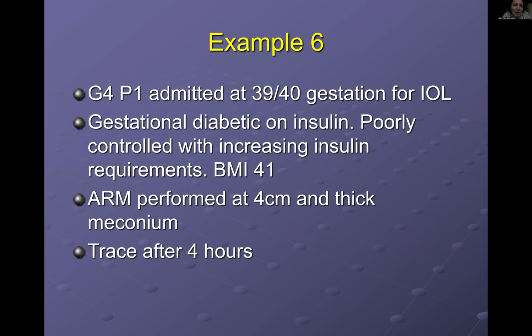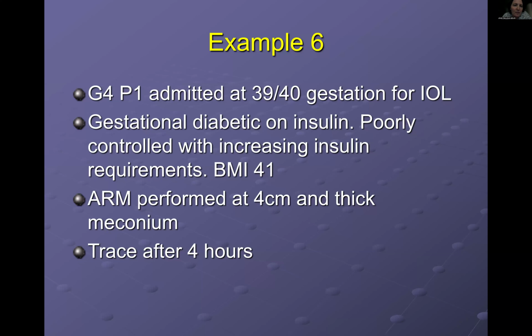So now we have a lady who is a gravida 4 but para 1. So basically she had 2 previous miscarriages. She's been admitted at 39 weeks of gestation for induction of labor. They decided to induce her not only because of the 2 previous miscarriages, but also because she has gestational diabetes, which had to be controlled using insulin.